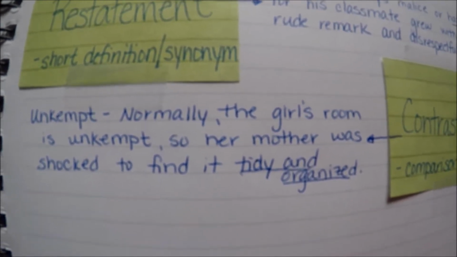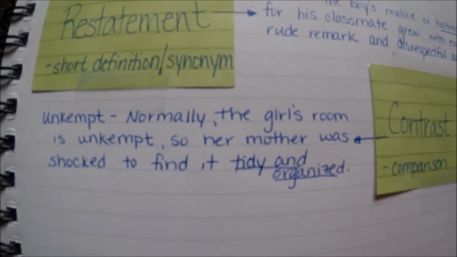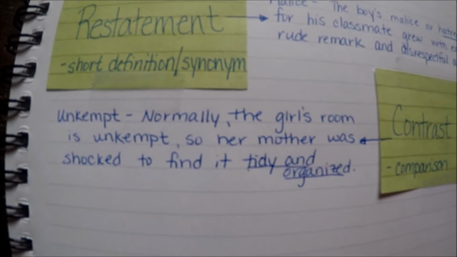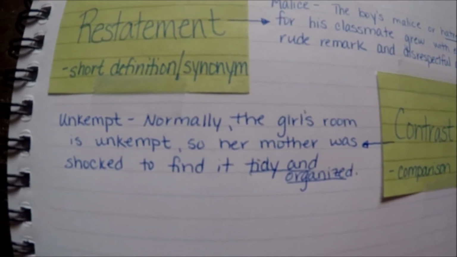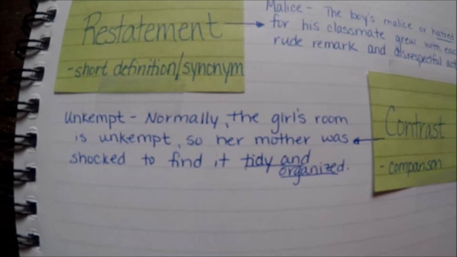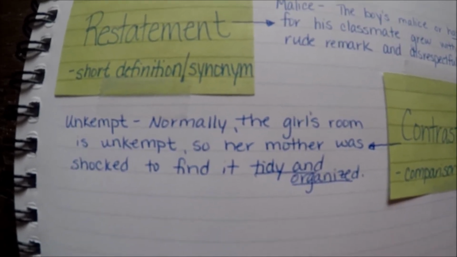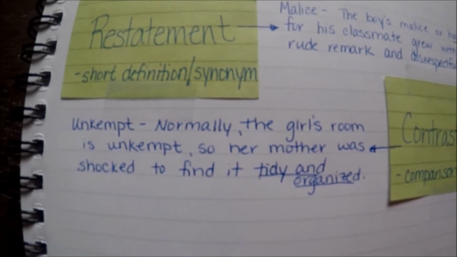Here's my sentence. Normally, the girl's room is unkempt, so her mother was shocked to find it tidy and organized. Again, that underlined portion there is my context clue, going back and kind of comparing her room in two different situations. Normally being unkempt, this time being tidy and organized, telling us that unkempt means disorganized and in disarray.